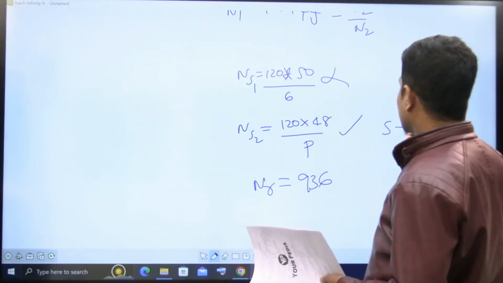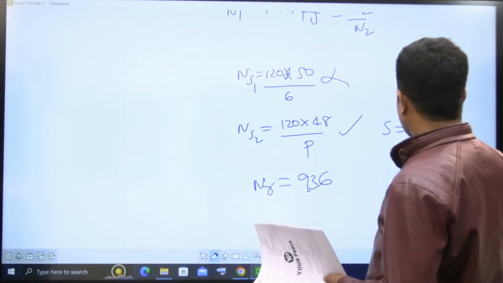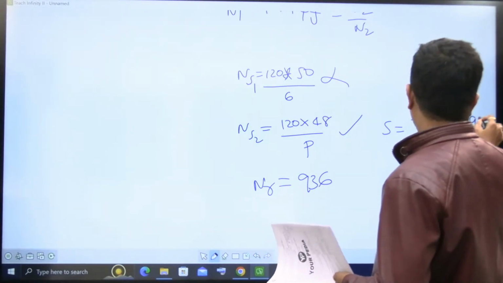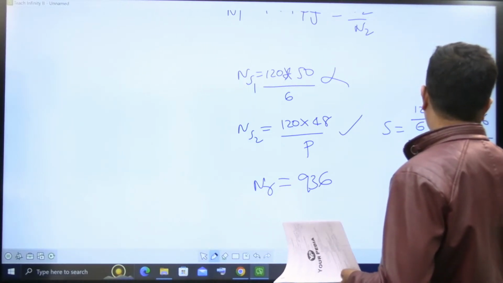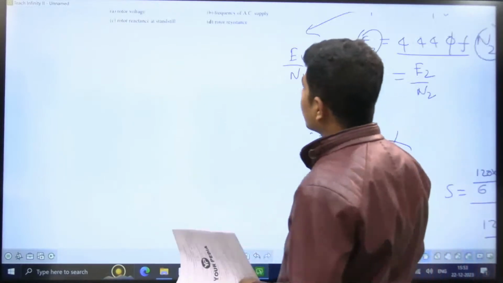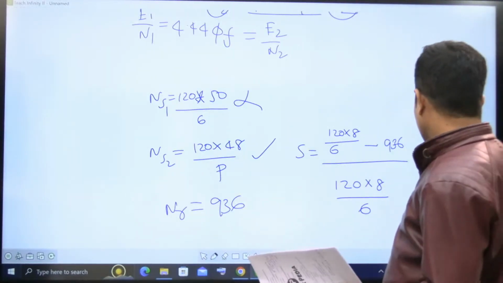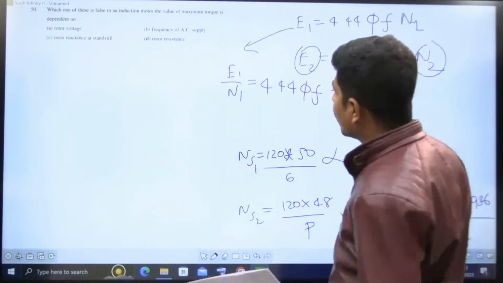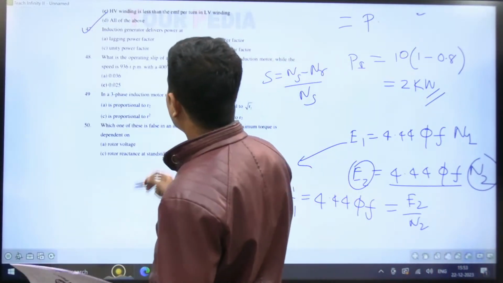Then slip S is equal to (Ns minus Nr) by Ns, where Ns is 120 into 48 by number of poles 6, and Nr is 936. Solve this, you'll get the answer. Can anyone give me this value? Otherwise, you can do the calculation on your own when you find the time.